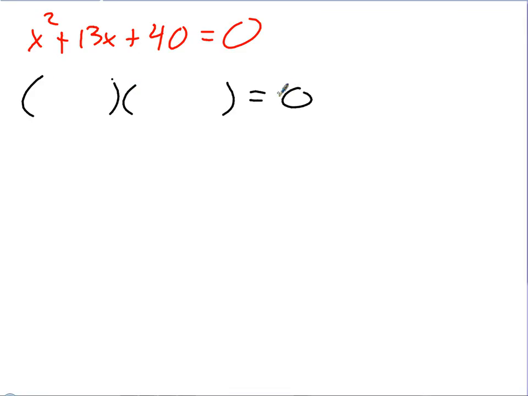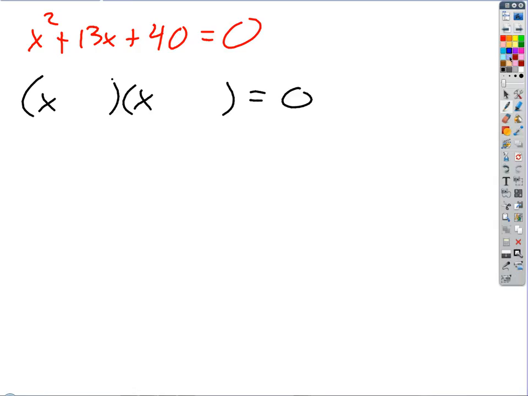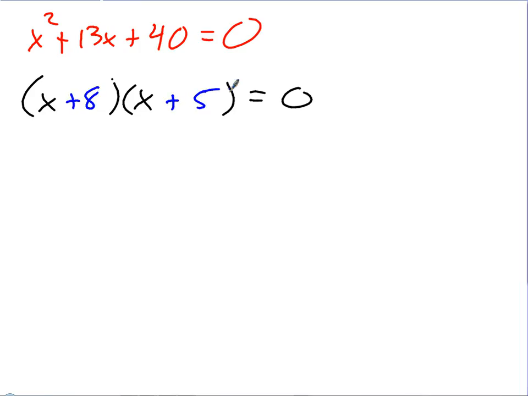So back, if I can unfoil it, remember what the FOIL process tells us. First times first has to equal x squared, right? So that's going to be x, and that's going to be x. And then the question was just, what are the numbers that I could come up with, or can I? We can't always, but in this case we can. Can we come up with two magic numbers that multiply to what? Multiply to 40, but add to 13. Very good. 8 and 5. How about that? So we get plus 8 plus 5, right? 8 and 5.